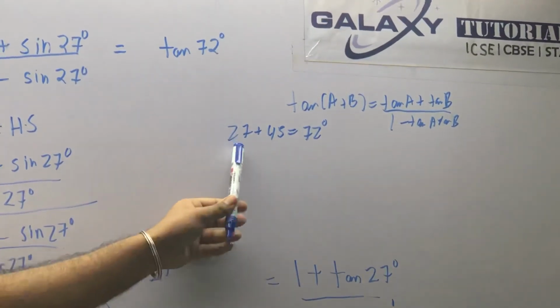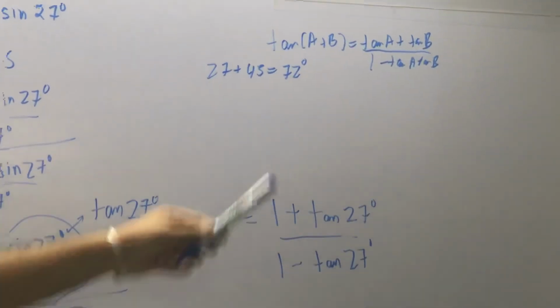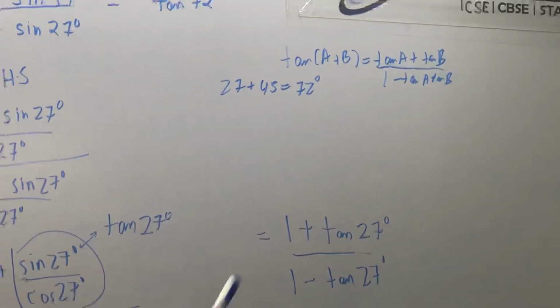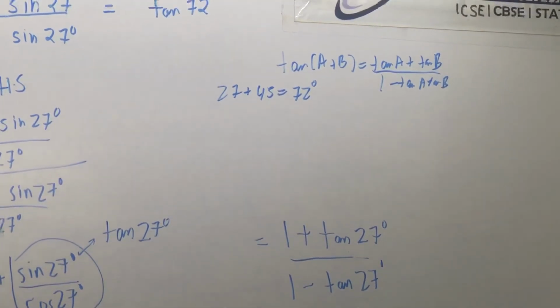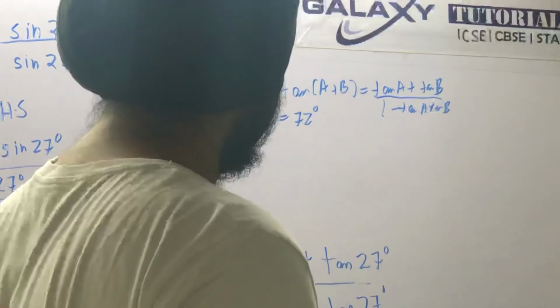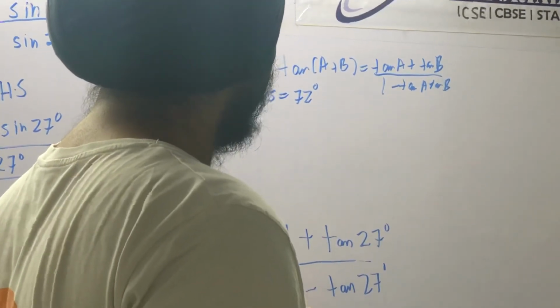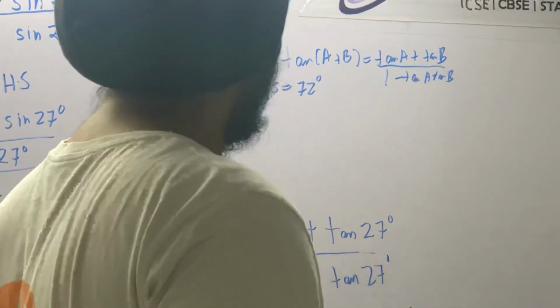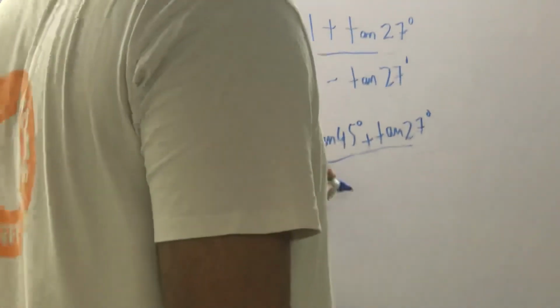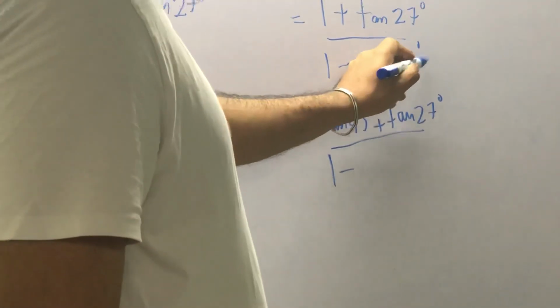Why did I use 27 as the first angle? Because we have tan 27 here. Now how to bring this 45? Look carefully. We have one here and one here. What can one be written as? One can be written as tan 45 plus tan 27 upon 1 minus 1 into tan 27, into 1 I can write here.